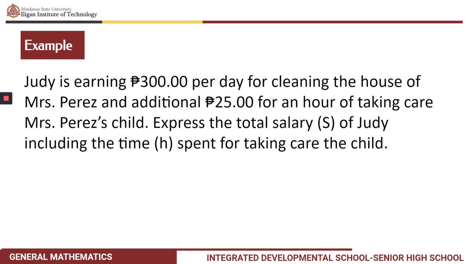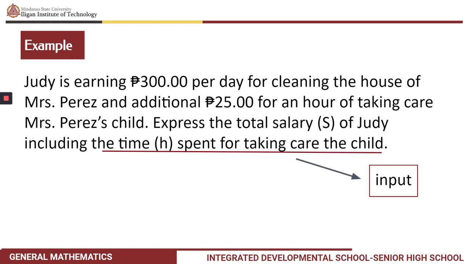So what do you think is the domain or the input or the independent variable here? It is the time Judy spent taking care of the child. And the output here is the total salary S. Next thing to do is to observe the situation and generate a function rule. What do you think will be the function rule?